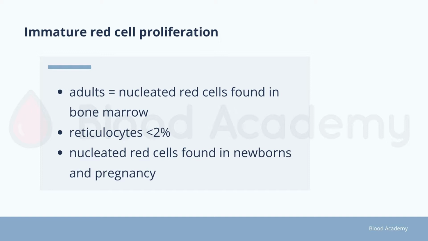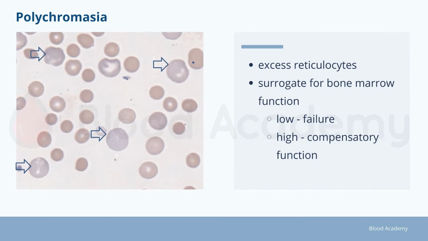In the normal adult state, nucleated red cells are found almost exclusively in the bone marrow. Although reticulocytes can be seen in the blood, they do not exceed 2% of the total number of red cells. Hence, the presence of nucleated erythroid cells is always abnormal in adults. Nucleated red cells, however, can be found in newborns and pregnant women. As we have already seen, the presence of a significant number of reticulocytes produces polychromasia. This is due to the fact that reticulocytes are larger and have a blue tinge compared to mature erythrocytes.